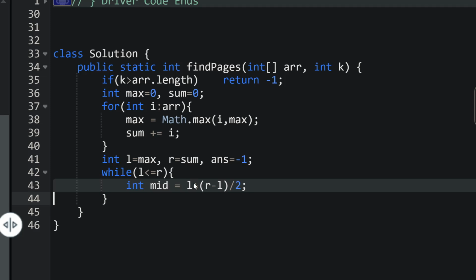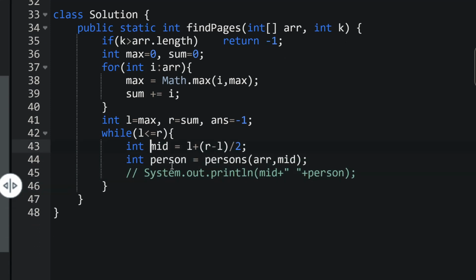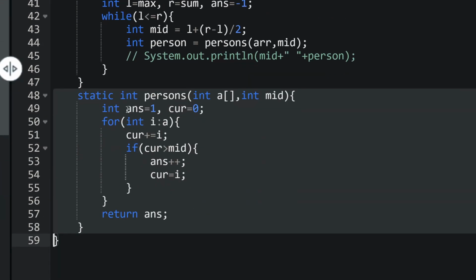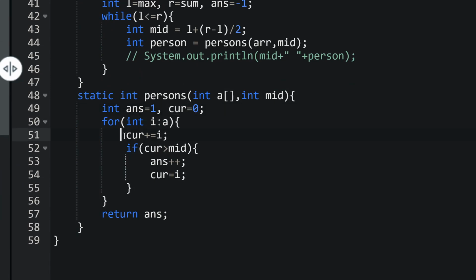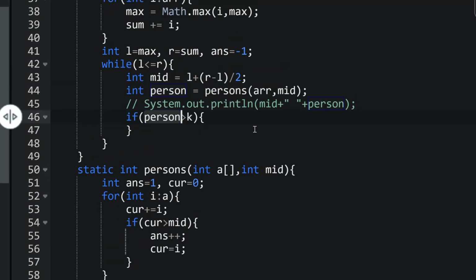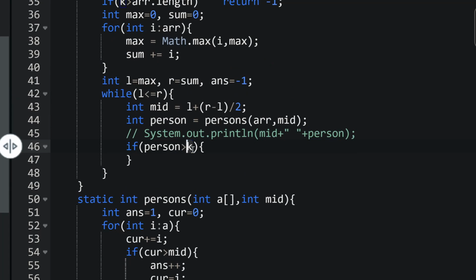We go to this. Then we are finding our middle point. How many persons do we require if we allocate that many pages to one single person? So let's find out. We have the first student and he is reading a book. If it is exceeding the maximum pages he can read, we require one more person and he will read the current book. Then if the persons required are more than the persons we have, it means that the pages we allocated is not the answer.